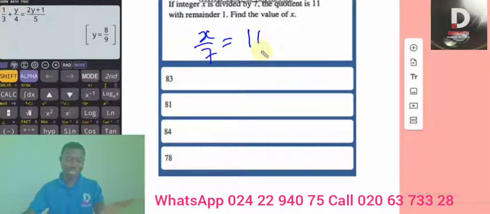We learned it in class 2. So simple. The remainder is 1. So that means I can add 1 to it. So the quotient plus the remainder. You get it? So what do I get? I get x over 7 equal to 12.